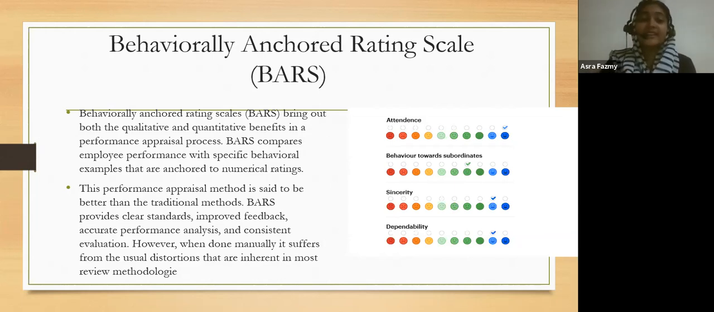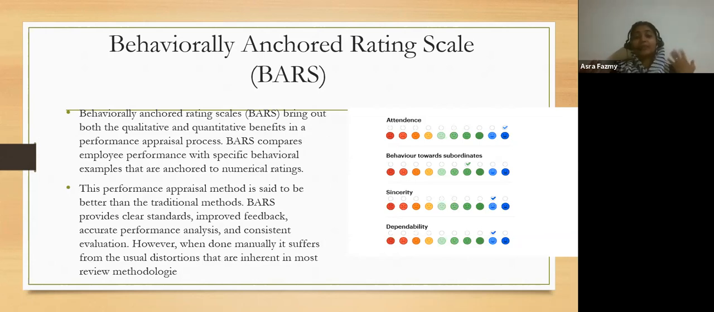Okay, they say there are clear standards. Why clear standards? Because it is clearly stated: attendance, behavior towards subordinates, sincerity, dependability. In other appraisal methods, this preciseness was missing. Okay, this is very clear. I'm going to measure you all on attendance, and for attendance I have also given you smileys. Out of the smileys, you'll have to tick. So everything is very clear, and it is easy for us to measure the performance.